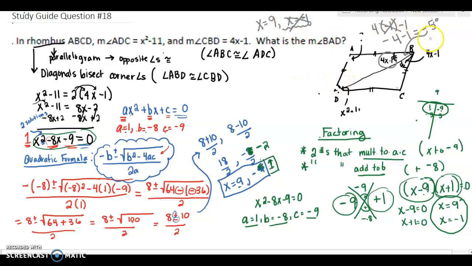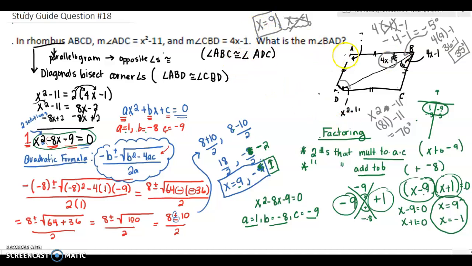Now if I plug in 9, 4 times 9 minus 1, 36 minus 1, that's 35 degrees. That's good. Okay. So x squared minus 11 would be 81 minus 11, which gives me 70 degrees. So that's good too, because this is double this. So we're good. My x here has to be 9.